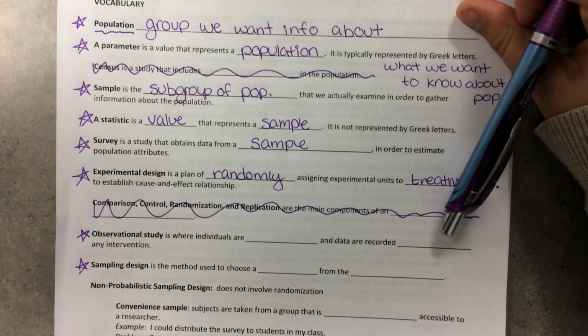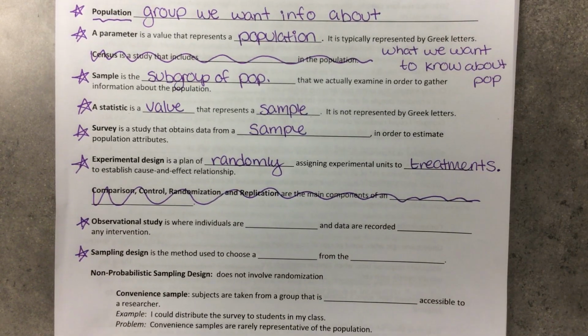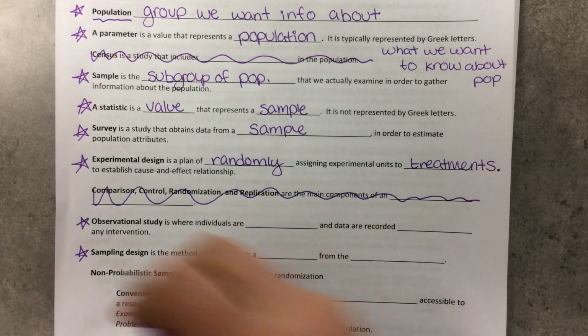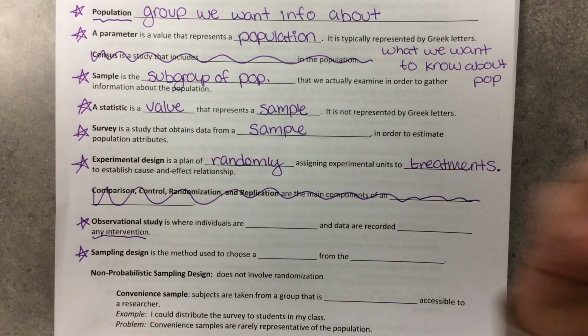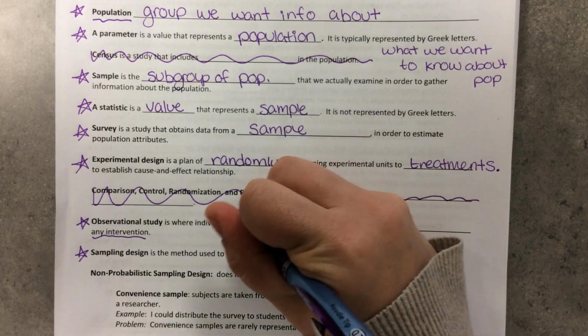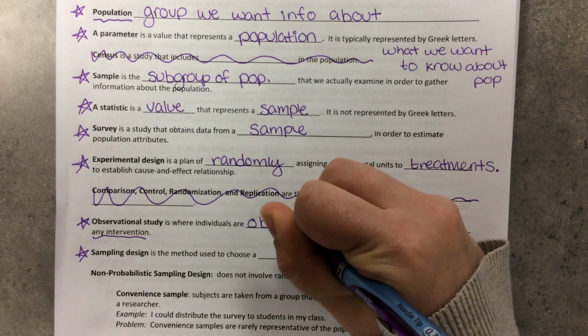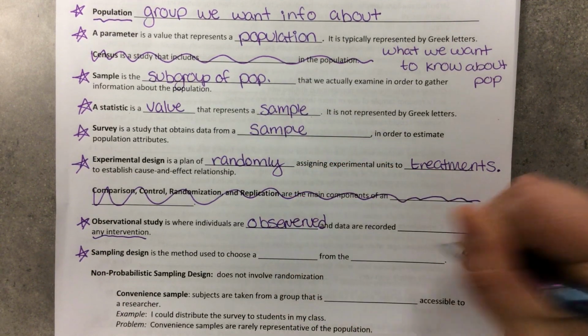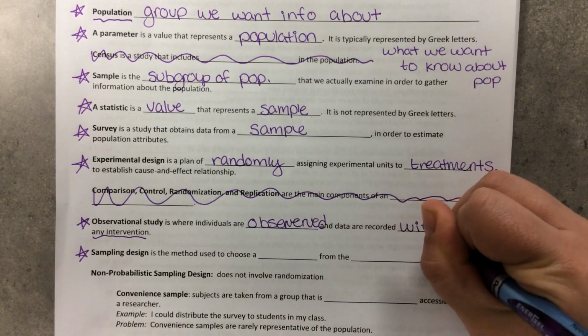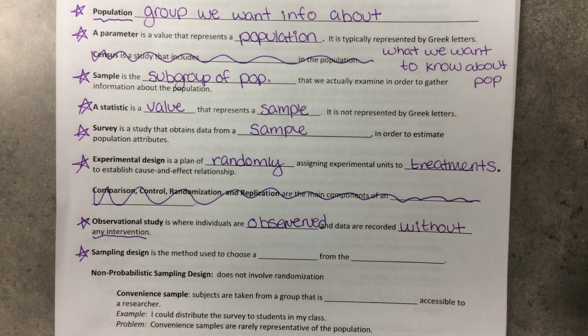An observational study is another way to obtain data, but it's different from an experiment because you don't do anything. You don't add to the situation. You just observe what's already going on without any intervention. That's the key there. So individuals are observed, and data is recorded without any intervention.